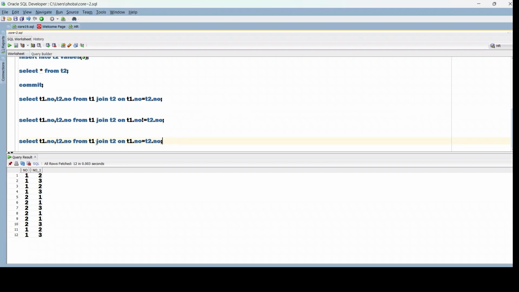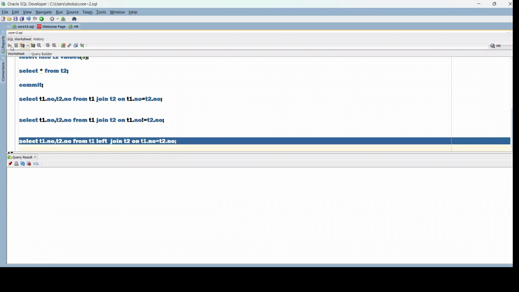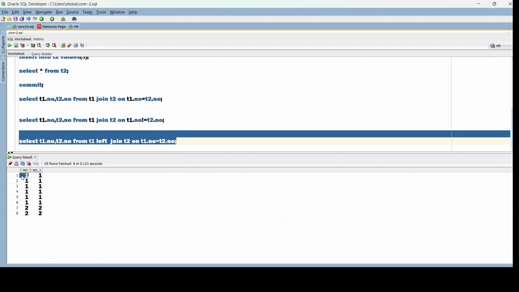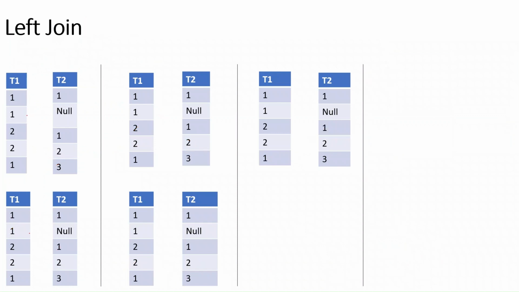Next, we can write the left join statement. See here, just use the keyword left. Now we can get the result set for the left join statement. Now we can see the explanation part. We know that the left join means it matches records from both the tables, and the remaining records from the left side table will also come. That is matching records from both tables plus the remaining records from the left side table will be in the output.